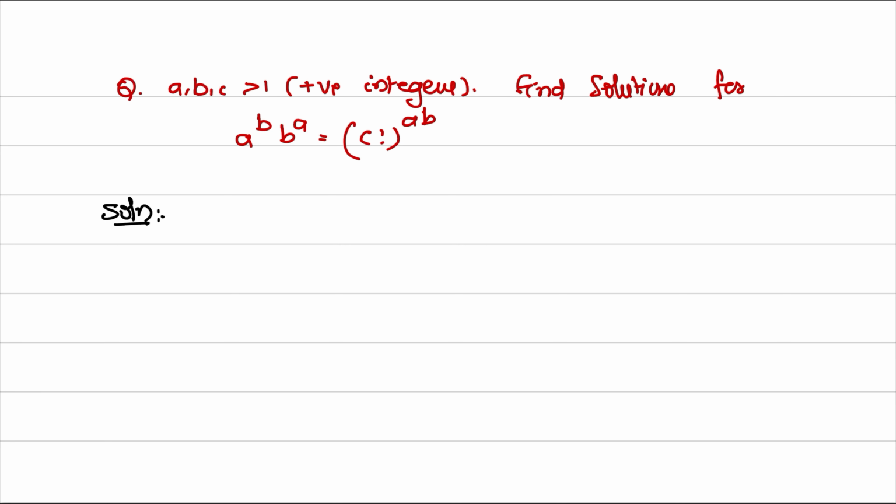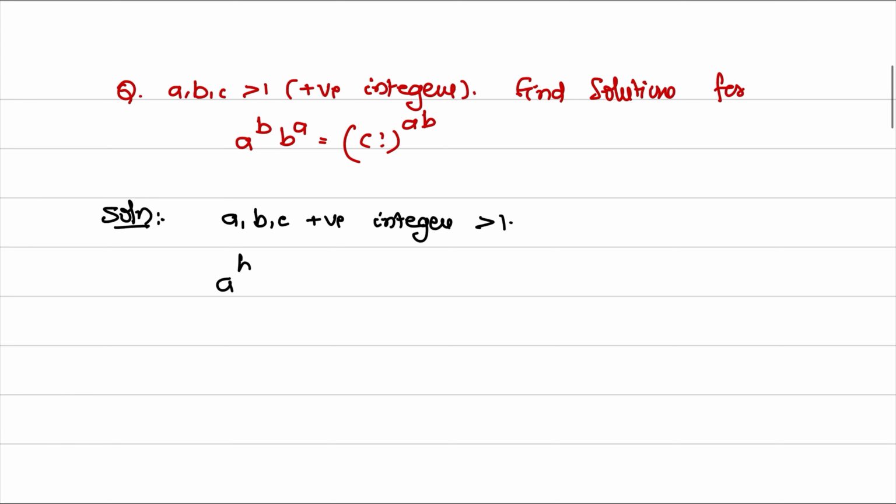We will have a solution, we will have limited solutions, and we will try to find out whether it is a single solution or 2 solutions, 3 solutions, 4 solutions for the given conditions. What is given here? A, B, C are positive integers greater than 1. They are not equal to unity. And the given equation is a to the power of b into b to the power of a is equal to factorial c to the power of ab.